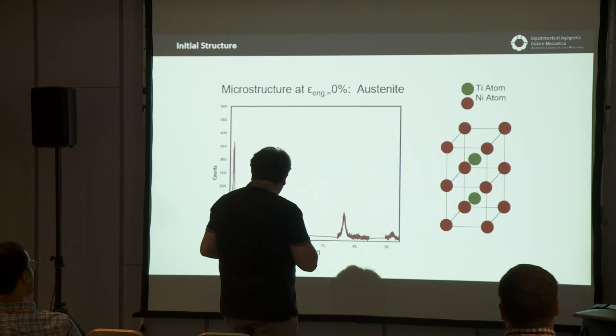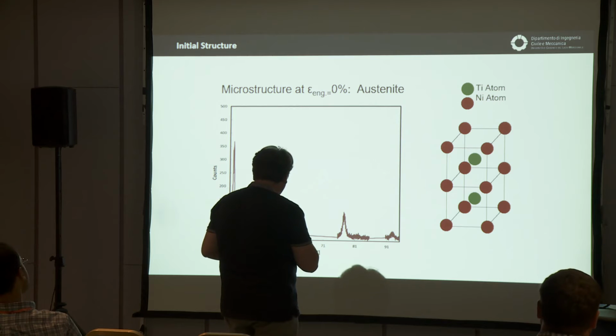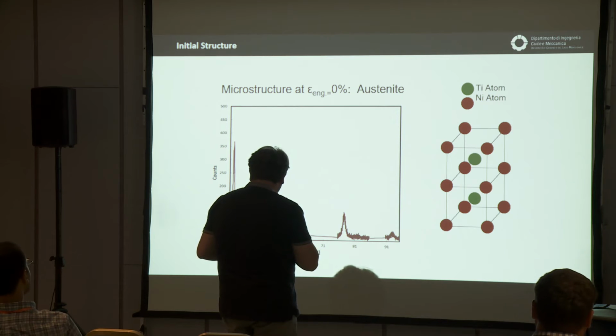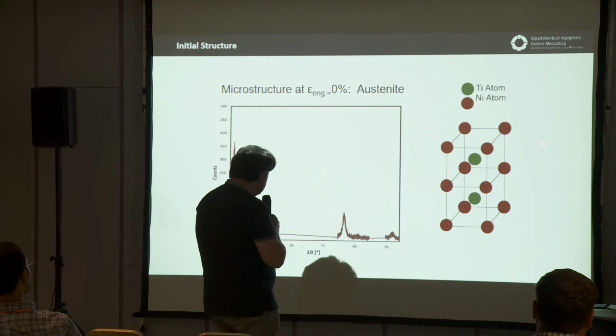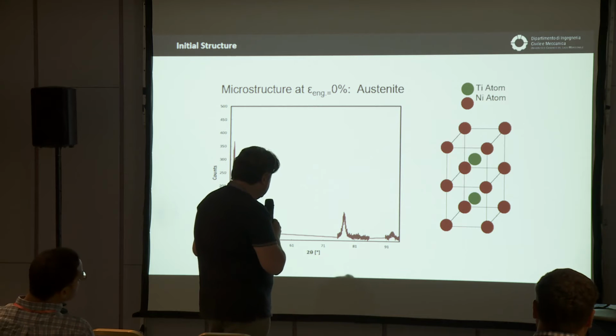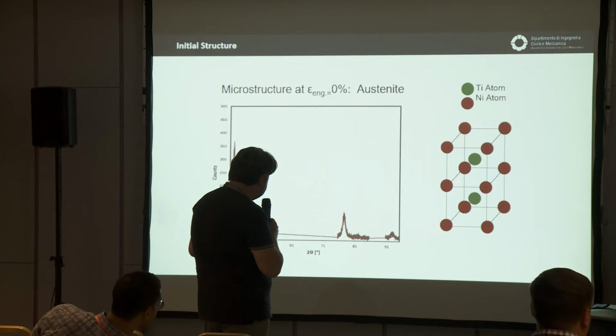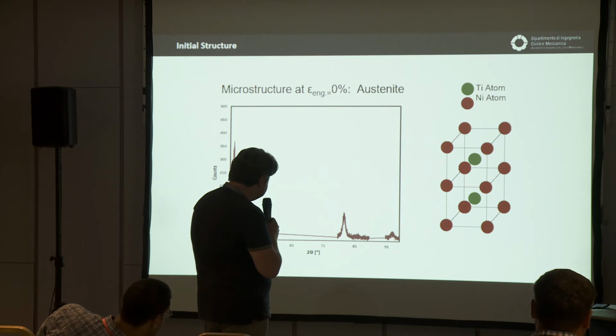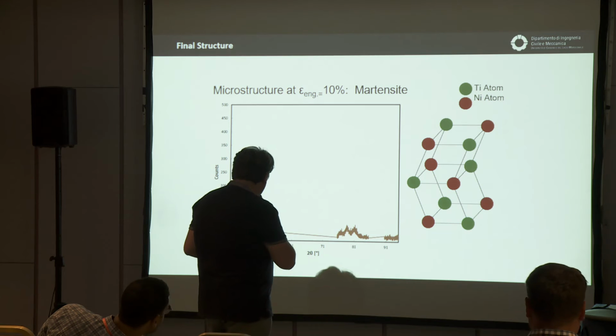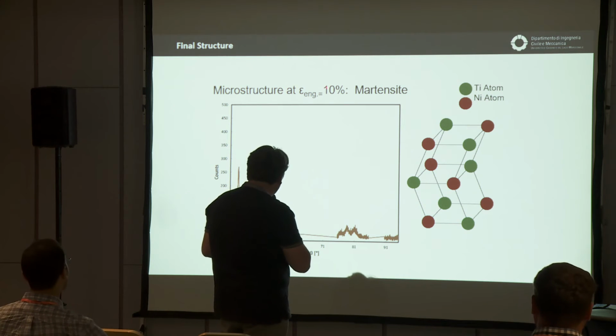This is the first result. This is the spectrum obtained in the undeformed shape. We have the presence of a peak at these values of diffraction angle, and other ones. Analyzing the spectrum, it is possible to say that the cell is a cubic cell characterized by nickel atoms on the edges of the cell, and the titanium atom is inside.